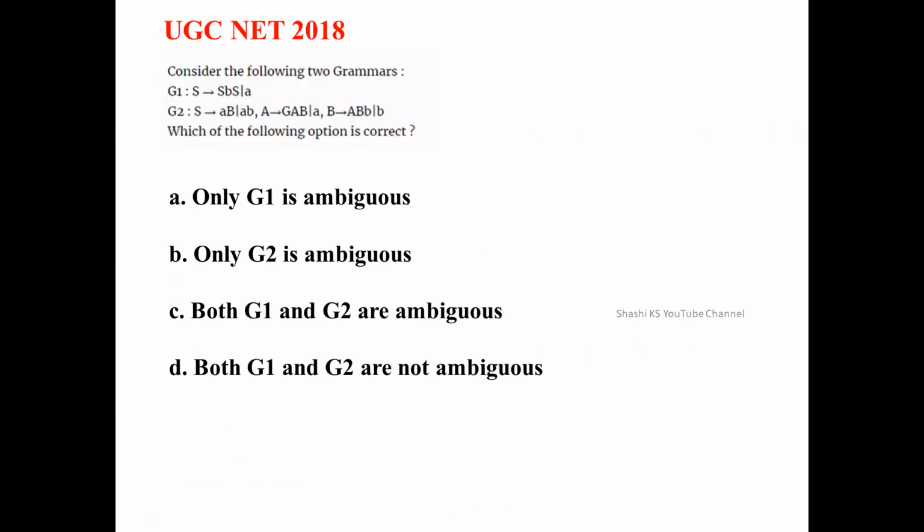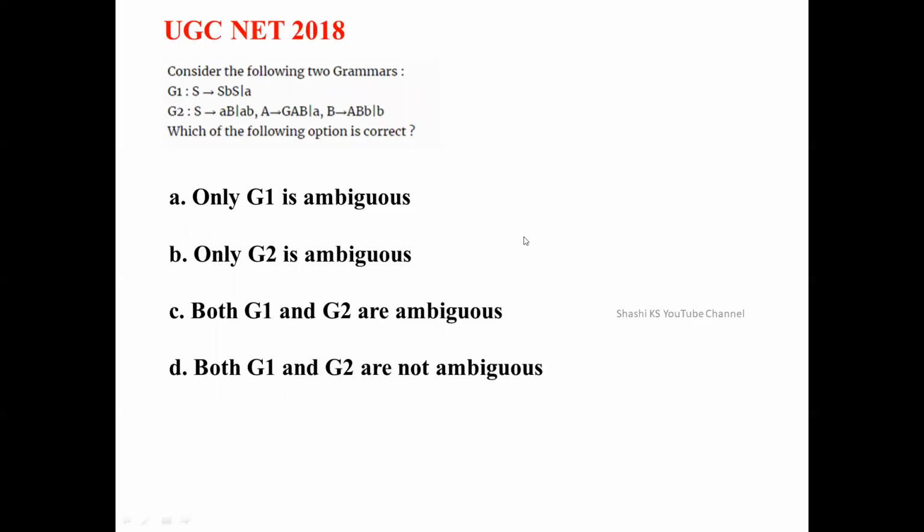The next question is, this is a question which is asked in the NET examination. So two grammars have been given to us. One grammar is S derives SBS or S derives A. The other grammar is S derives AB or AB, A derives GAB or A, and B derives ABD or B. We have to say which of the options is correct.